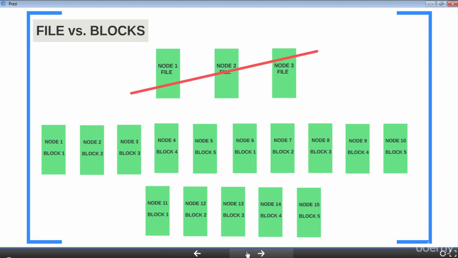So to summarize, in this lesson, we understood why dividing files into blocks is beneficial. Also, we understood the difference between the blocks in the local file system and HDFS, and the advantage of having a huge block size as opposed to a smaller block size.